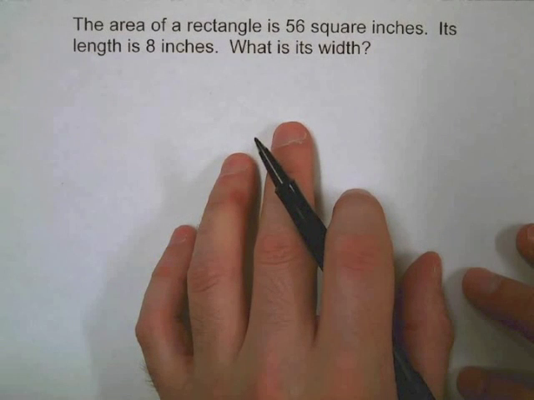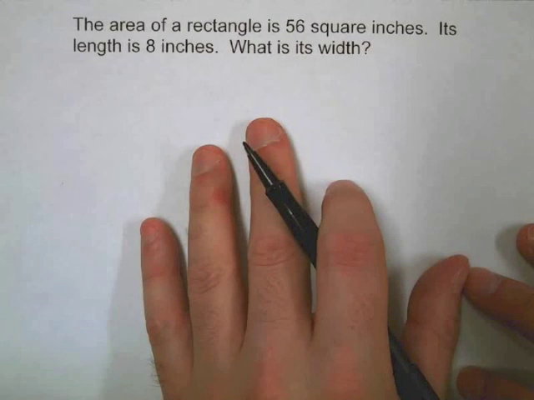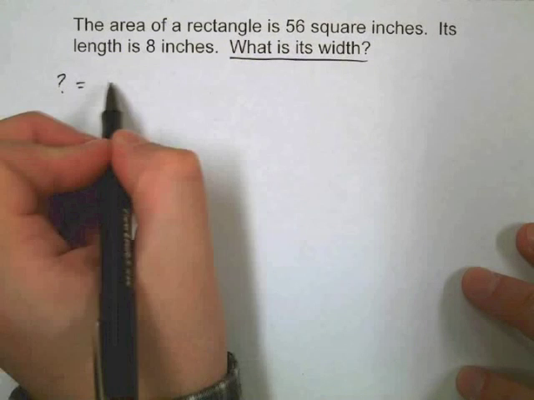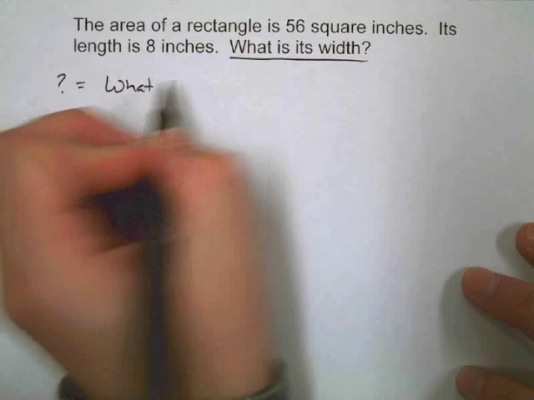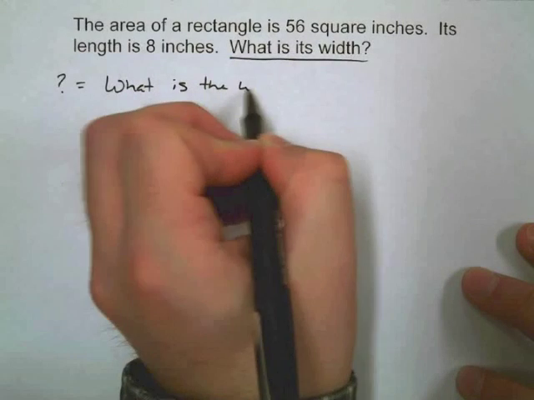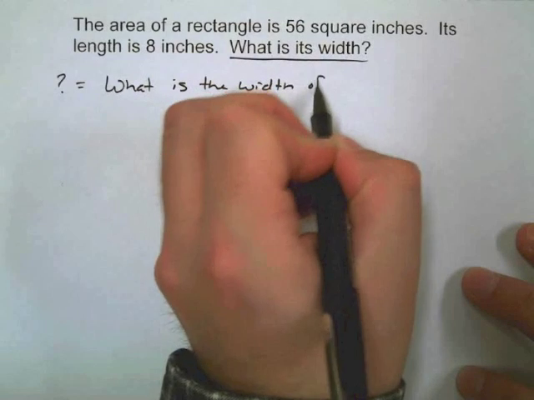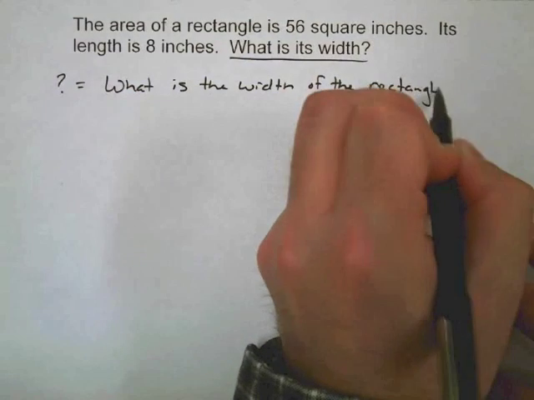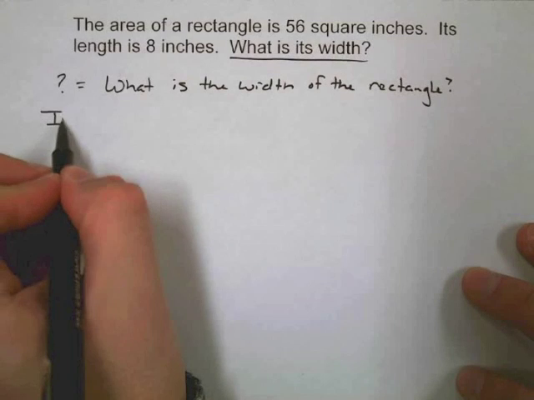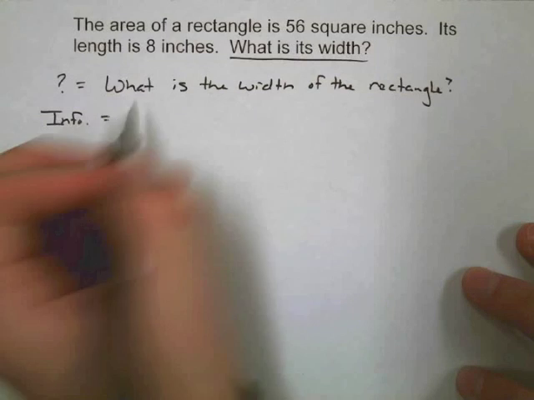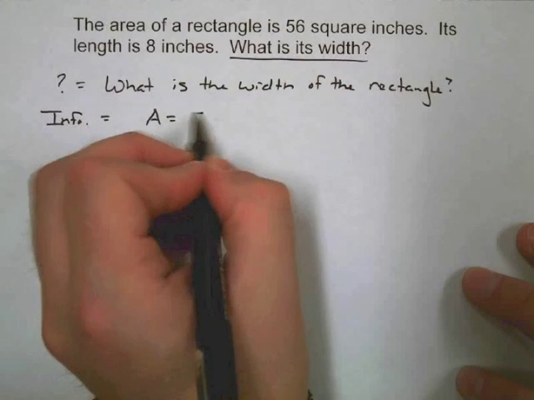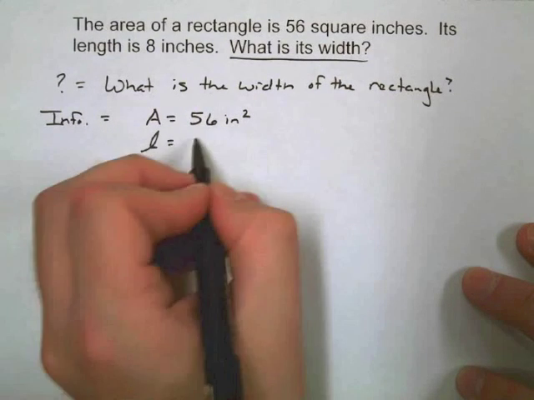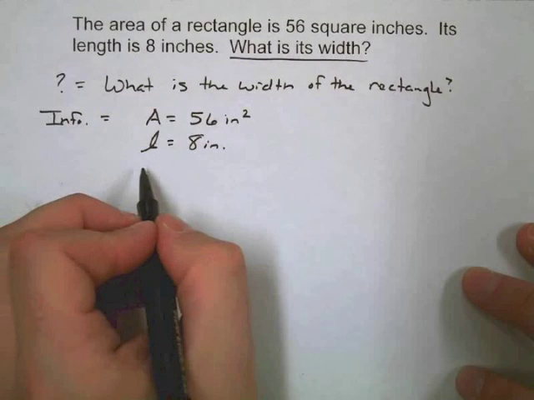Well, so we have a few things here that we need to make sure we know. One is the question. Here's our question. We want to know, what is the width of the rectangle? And we have some good important information here. We know that the area of that rectangle is 56 square inches, and we know that the length is 8 inches. What we don't know is that width.